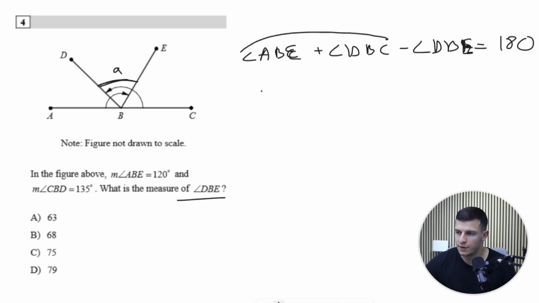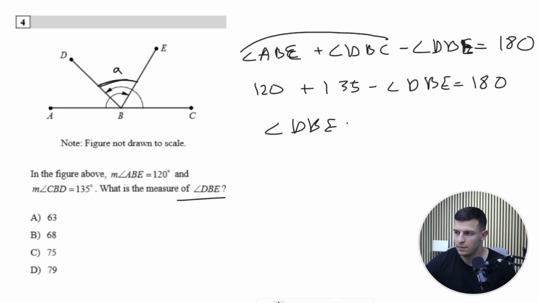Okay? Now, what's ABE? 120 degrees. What is DBC or CBD? Doesn't matter. 135 minus angle DBE equal to 180 degrees. So angle DBE is going to be equal to 120 plus 135, that's 255, minus 180, that's going to be 75 degrees. Okay?